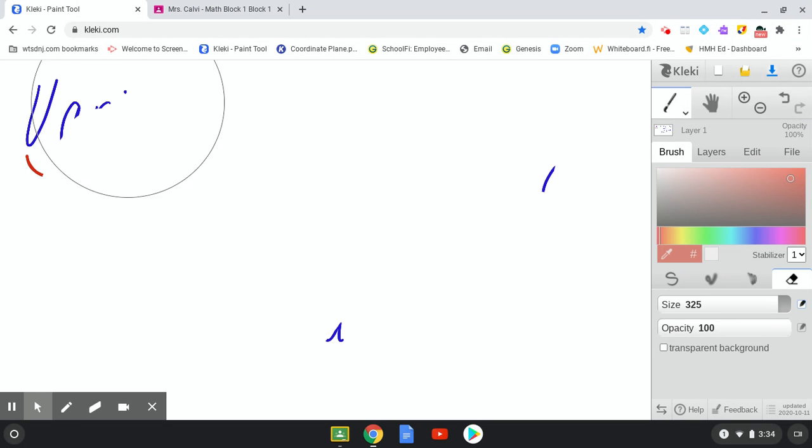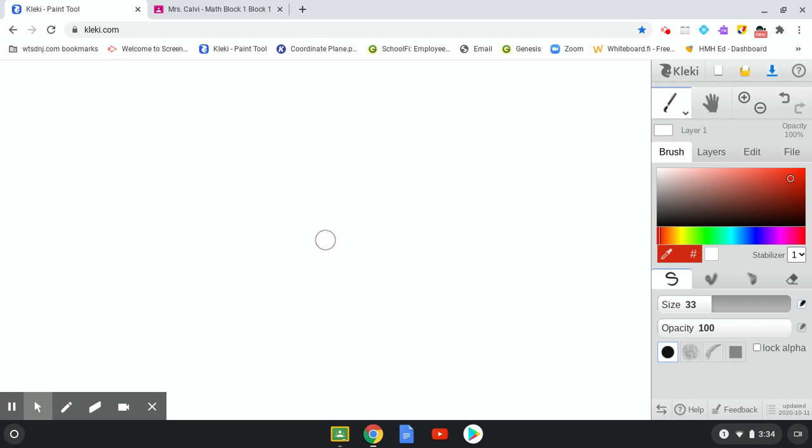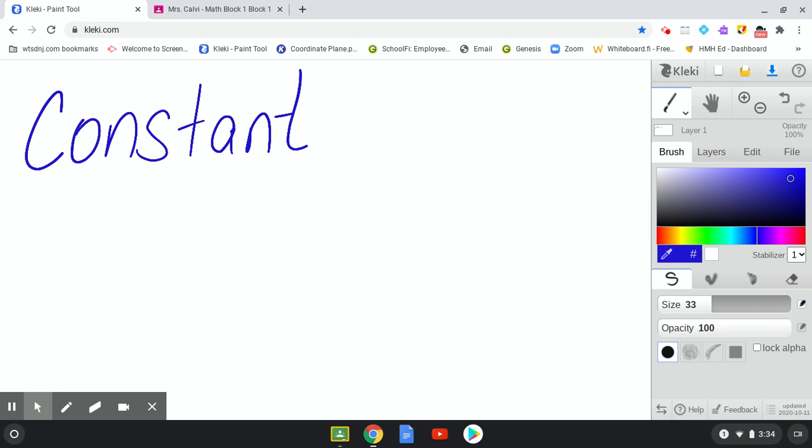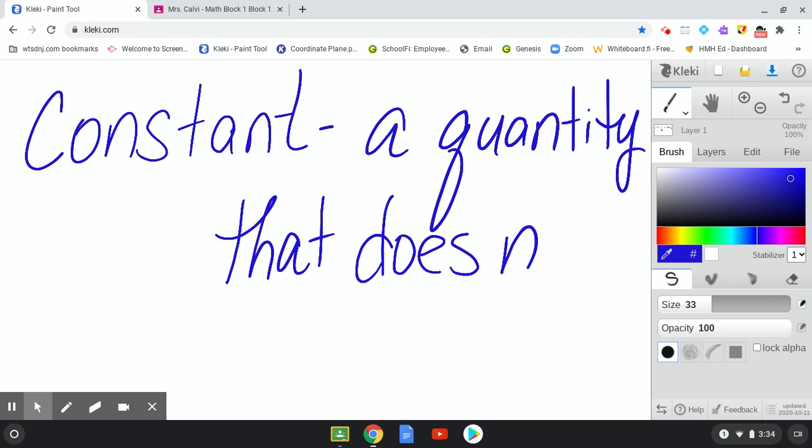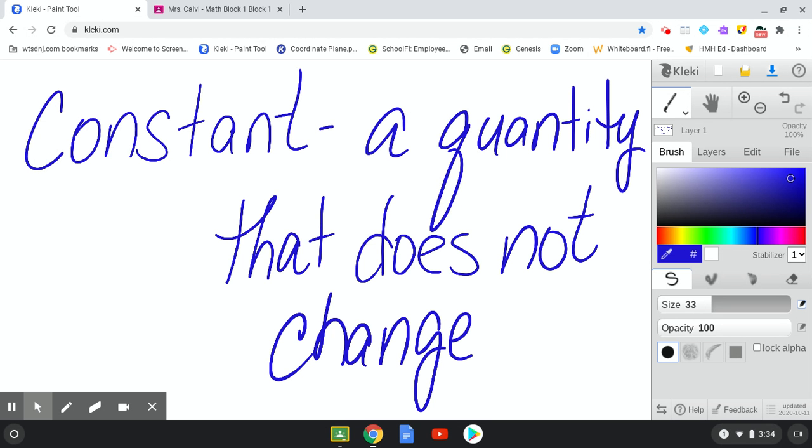All right. Also, there is something that we call a constant. And the constant is a quantity that does not change. So a quantity that does not change, all right? And a constant never has a variable with it, okay? So the constant will just be a number by itself. And once we start getting into examples, you'll understand what the constant is a little bit better.